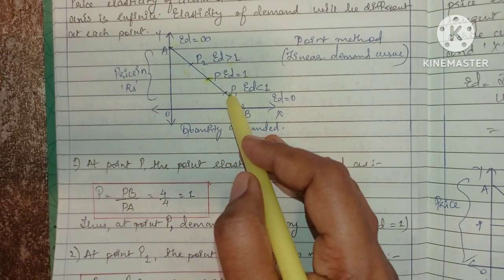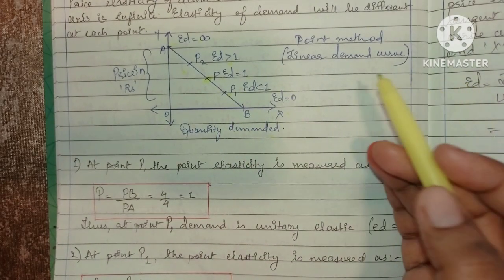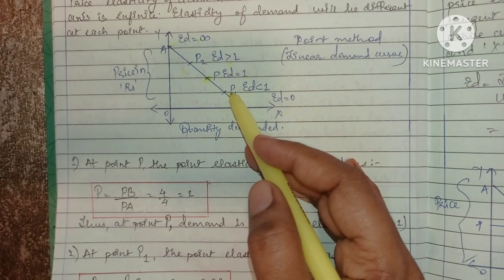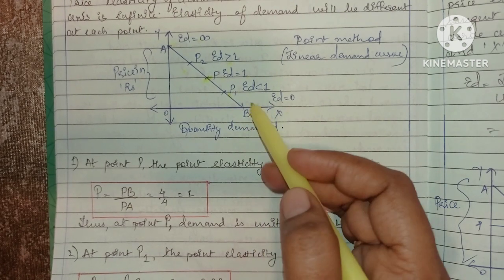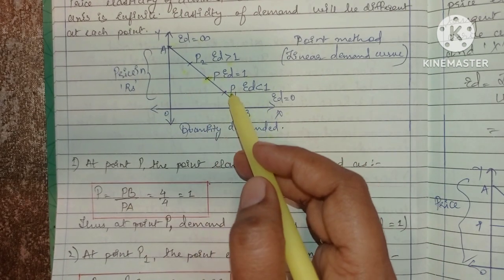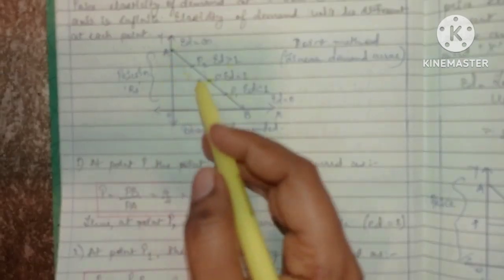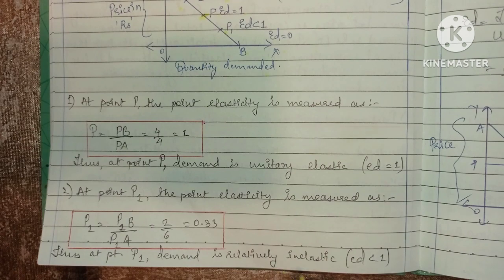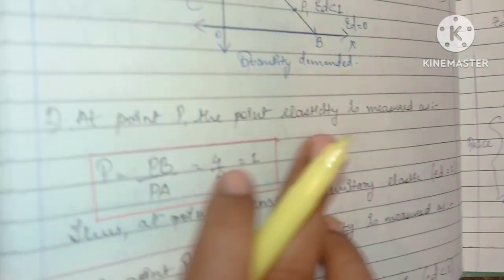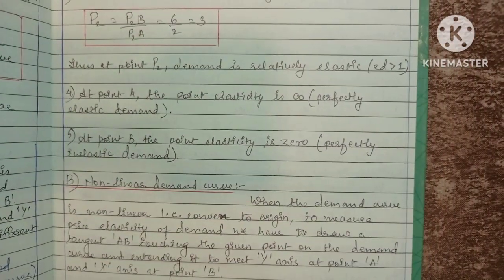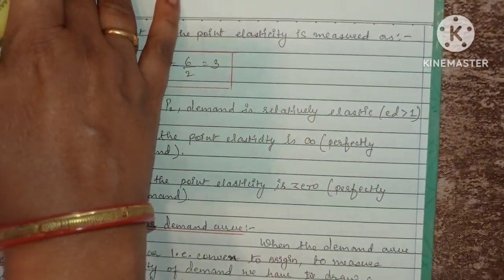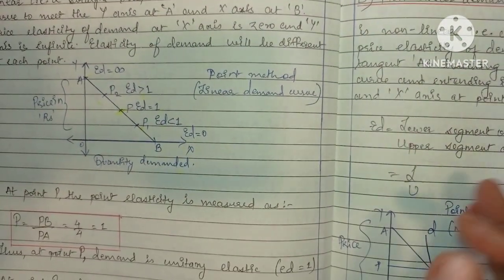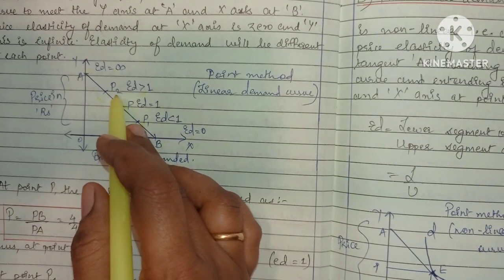At P1, the point elasticity is measured as P1B divided by P1A, which is 2 divided by 6, equal to 0.33, and here the demand is relatively inelastic because it is less than 1. Okay, understood? Then at point P2. So at P2, what is it?